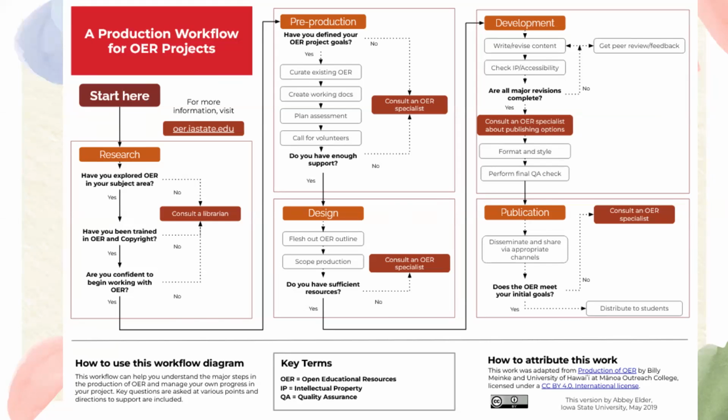So at the beginning, you're looking at research, right? You're looking at what your subject area is. Have you looked at OER that's out there? Have you been trained in OER and copyright? Are you confident using that? If the answer is no to any of them, you probably want to consult your local librarian to help you move forward in that regard.